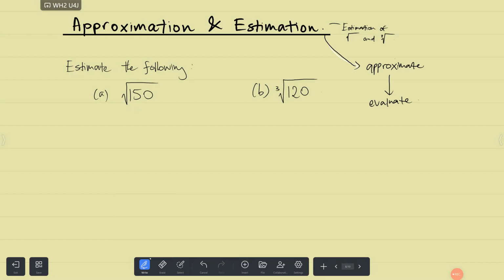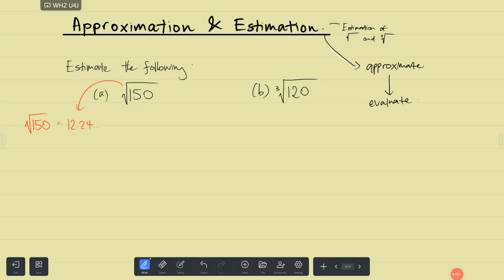First of all, you need to run square root 150 in your calculator and realize that it's an ugly answer. So we just do it on the side, and the calculator will tell you that square root 150 equals 12.24. Of course, it's an irrational number. It goes on and on.